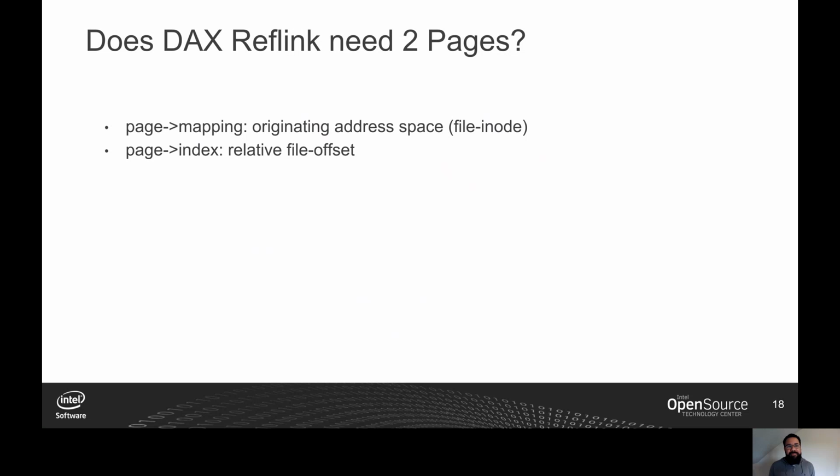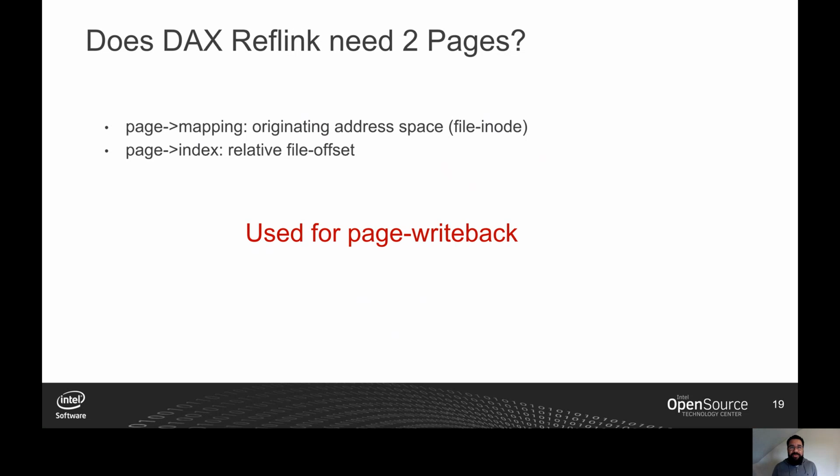But do we need that information? So the two attributes of a page that are used in the page cache are the mapping and the index. And like I said, the mapping is where the page came from, where it was mapped, and the index is this relative offset into that address space, into that file.